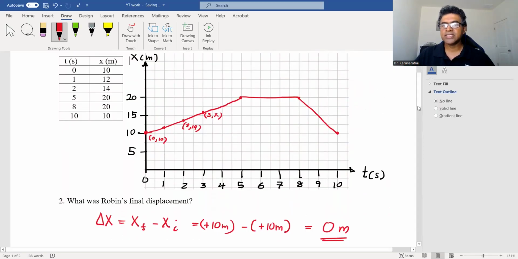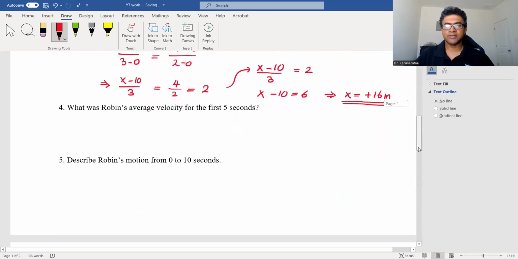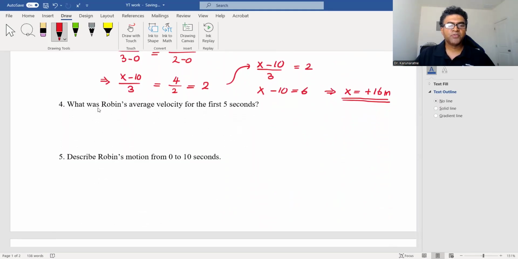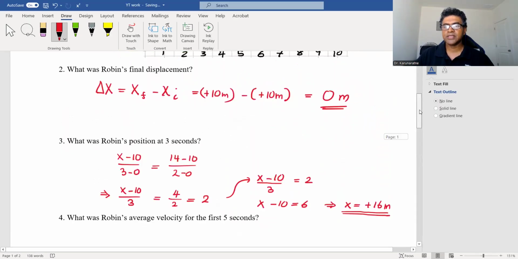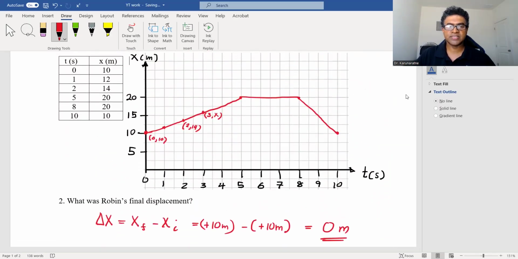So 16 is a reasonable value. So that's right. Then number 4, what was Robin's average velocity for the first 5 seconds? Okay, so for the first 5 seconds, that means from this point to this point, and you can see there's a slope, it's a straight line.